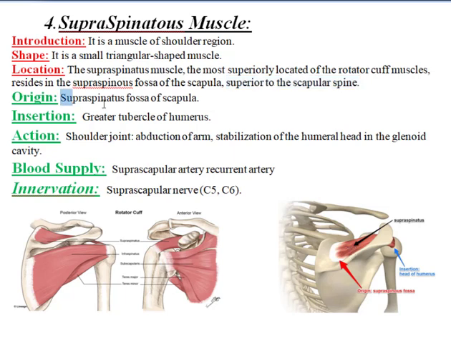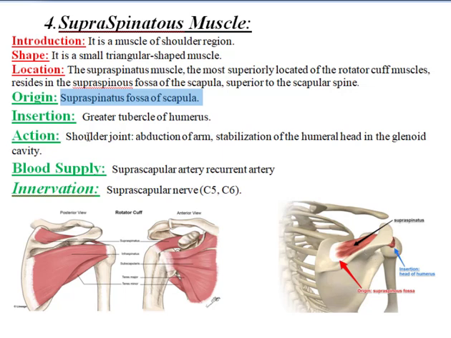What is its origin? It gets its origin from the supraspinous fossa of the scapula. And what is its insertion? It inserts into the greater tubercle of the humerus. Here you can see, we'll show.